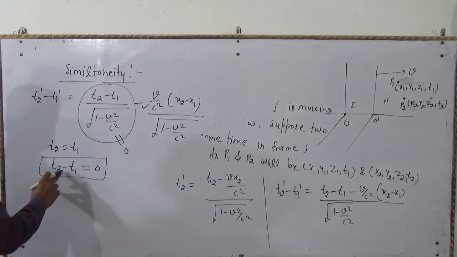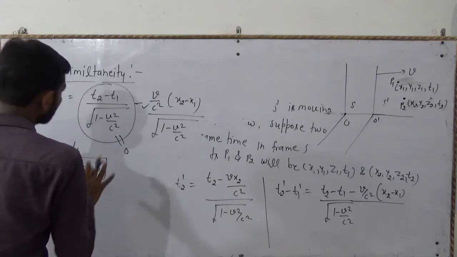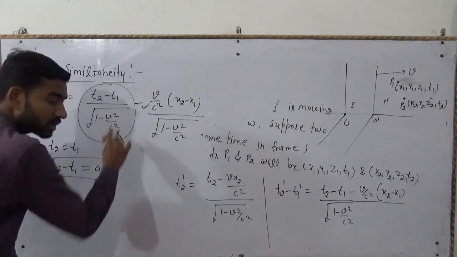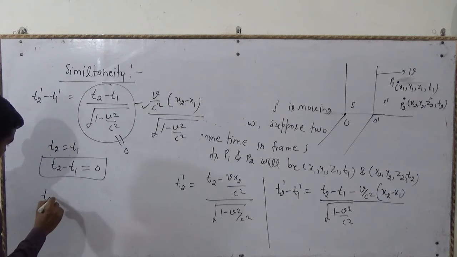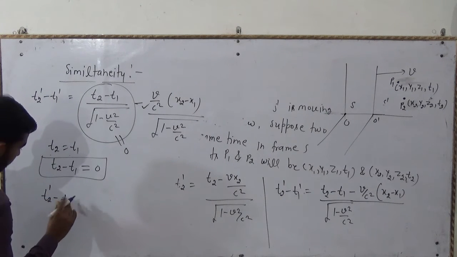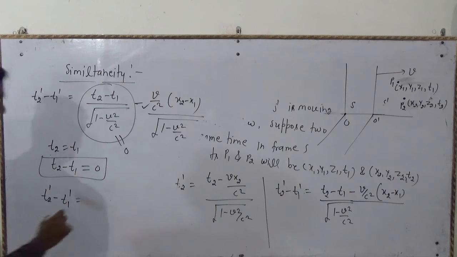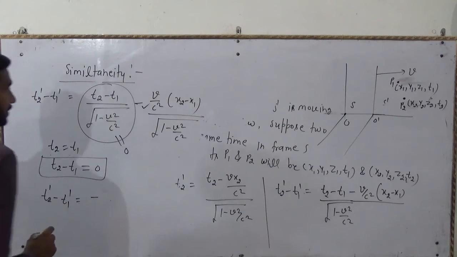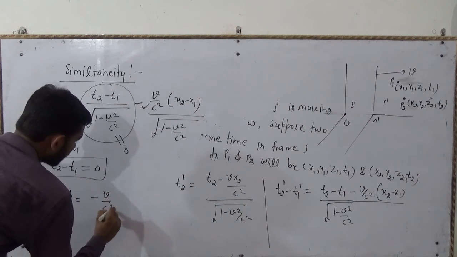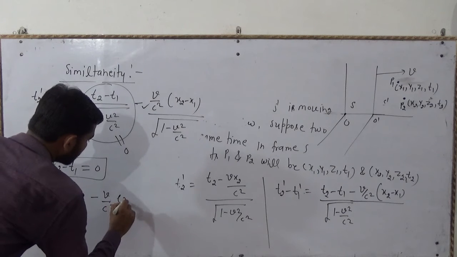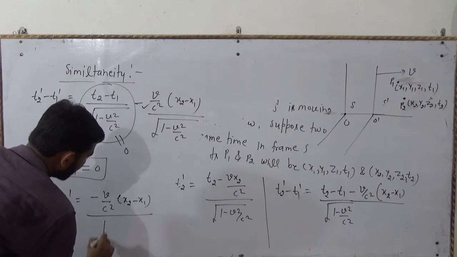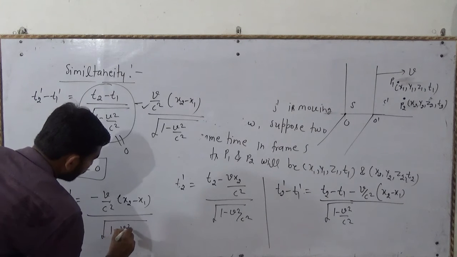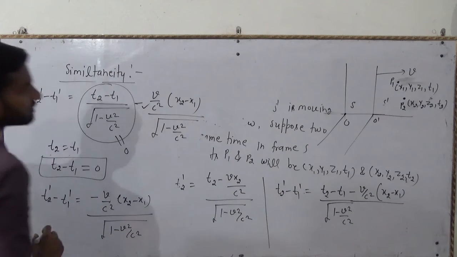So the value of T2 minus T1 will be 0, then this whole term will be 0, and in the remaining term, if we write T2 dash minus T1 dash, T2 dash minus T1 dash will be minus v square by c square, x2 minus x1, upon under root 1 minus v square by c square.